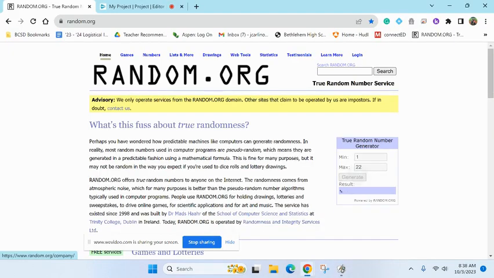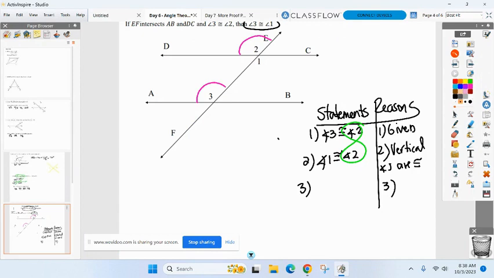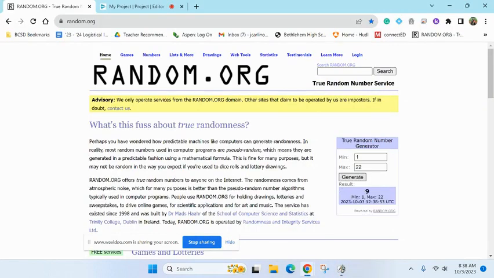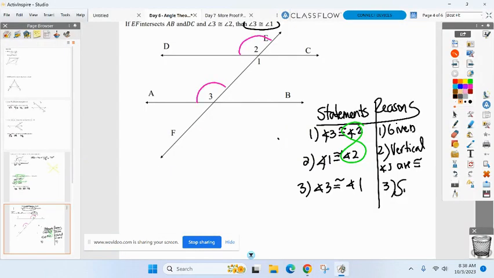Name another pair that should be equal. Jonathan, what pair should be equal now? Angle 3 and angle 1, but they're not vertical. It's another reason we have up on the board here. All right, why are 3 and 1 now congruent? We used what property here? Vinny? Darn right, good man. Substitution. If 2 angles are equal to the same one, they have to be equal to each other. We call that substitution.